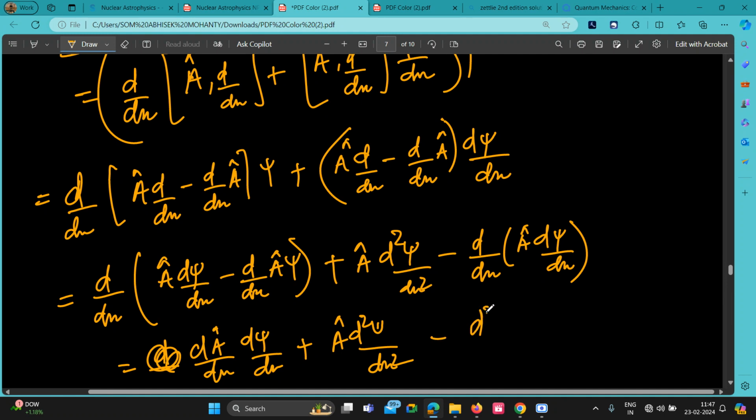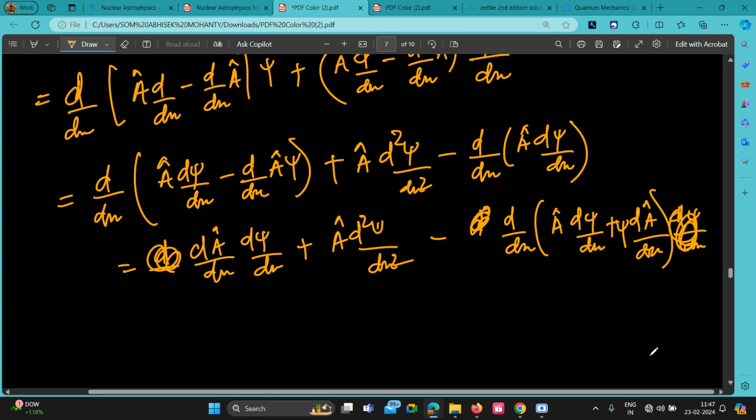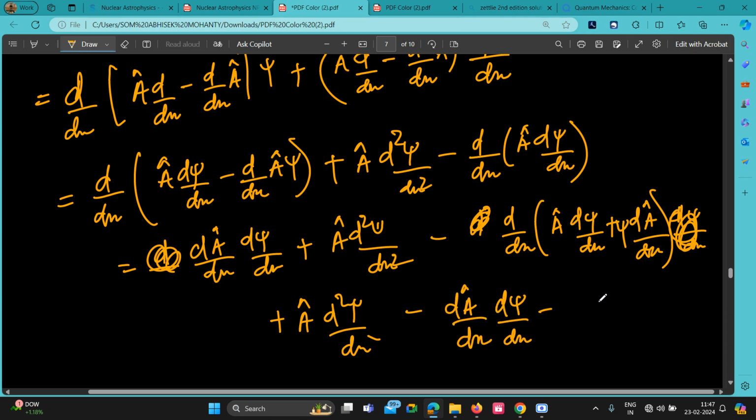Minus d by dx of again this one also a d psi by dx, plus dA by dx d psi by dx. Sorry, psi d by dx, plus a d square psi by dx square, minus again dA by dx d psi by dx minus a d square by dx square.